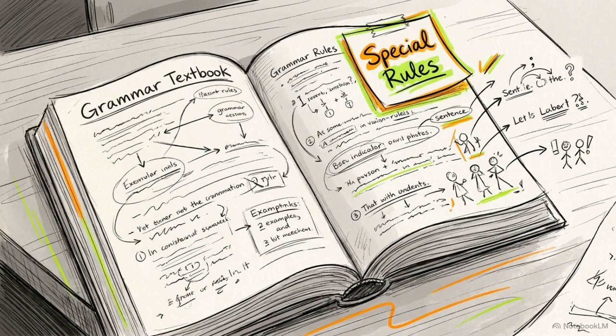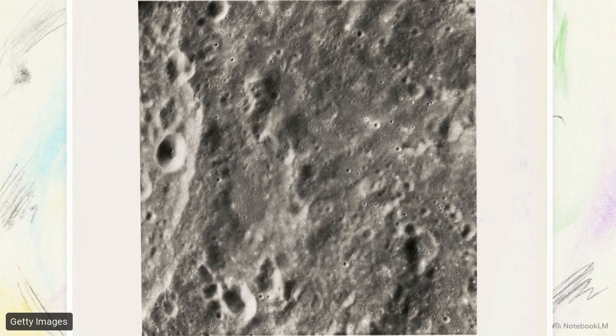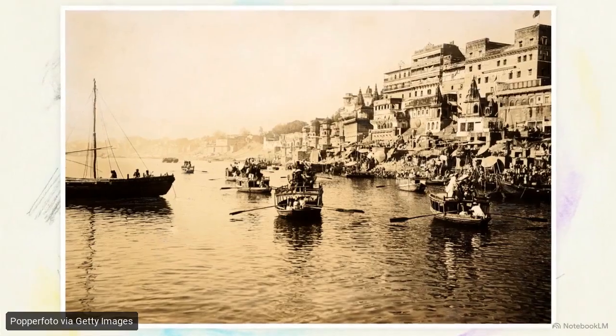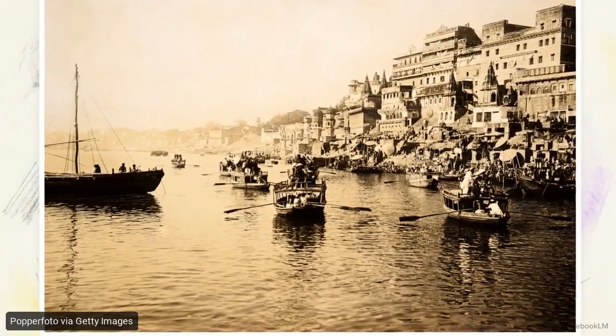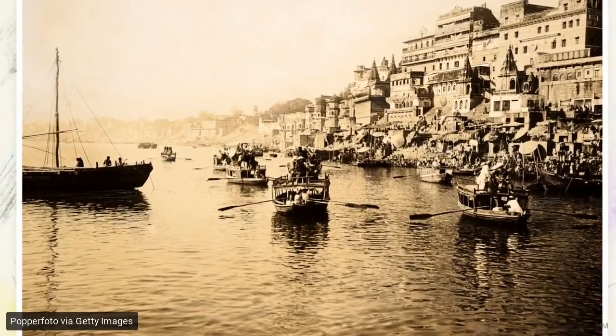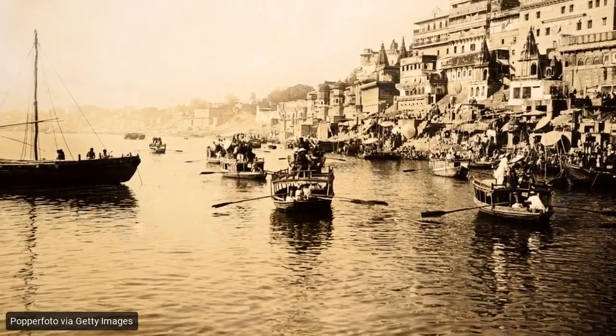Step 4 is the special rules trigger. Certain unique or globally recognized entities bypass general rules and almost always require the definite article, the. Consider the moon. Because it is a singular, universally known entity, we refer to it as the moon. Geography often triggers this step. This is the Ganges. Specific rivers, seas, and oceans require the definite article.